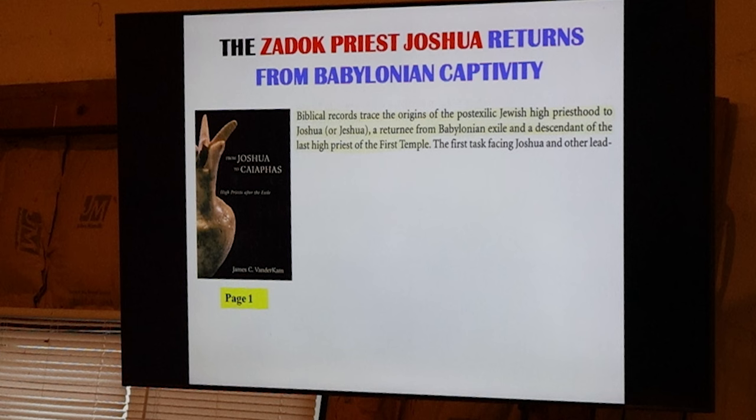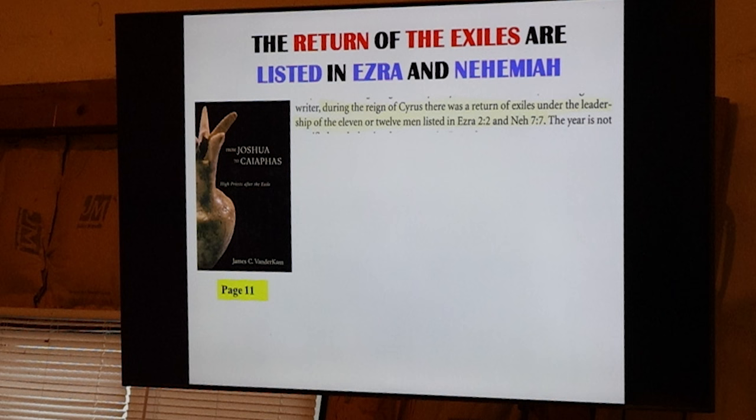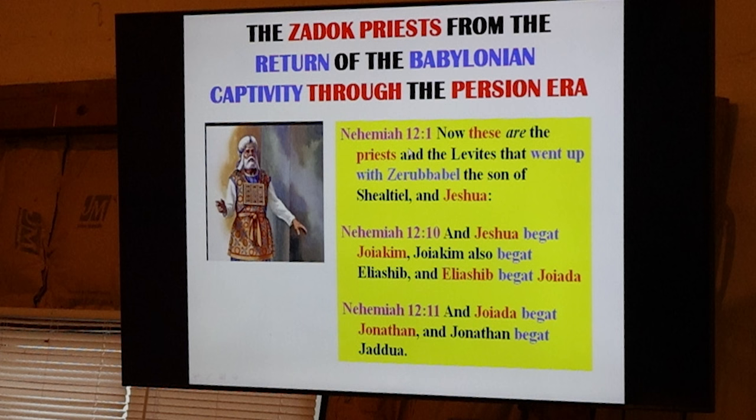And then we have the rebuilding of the first temple in the days of Ezra and Nehemiah. And then we have the return of the exiles that's listed in Ezra and Nehemiah. Ezra 2:2, Nehemiah 7:7. And now in Nehemiah chapter 12, verse 1, we have the listing of the Zadok priests who came back from Babylonian captivity and who were the priests until we go through the Persian era or during the time of the Persian era.